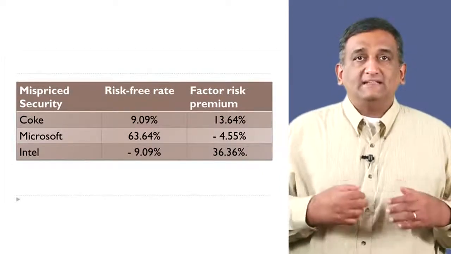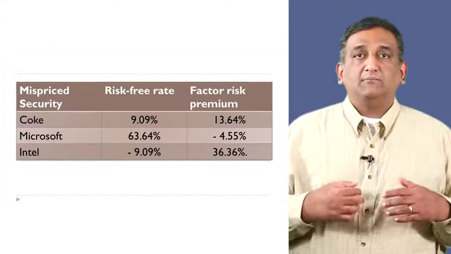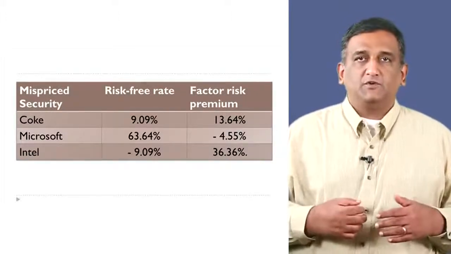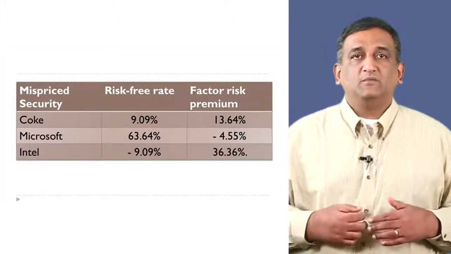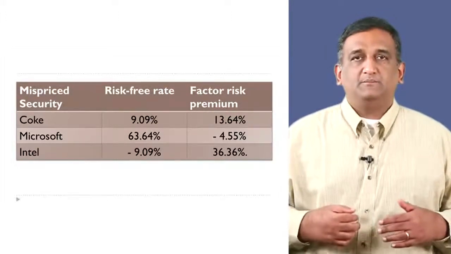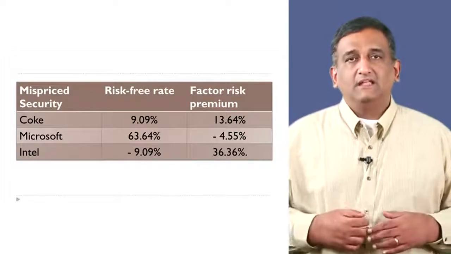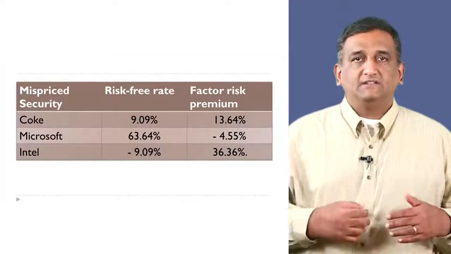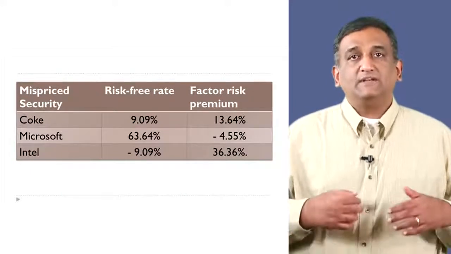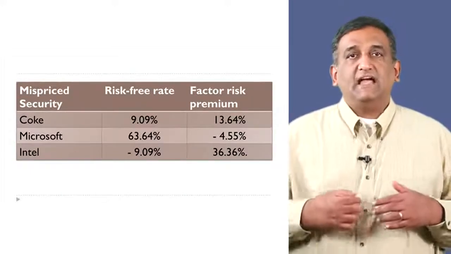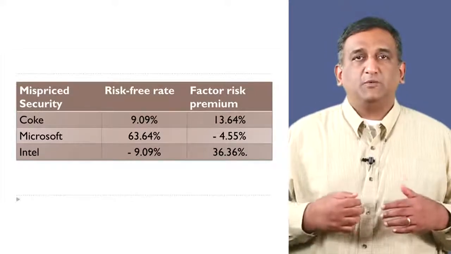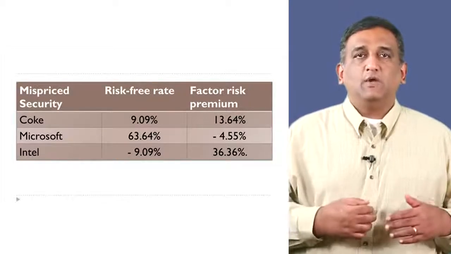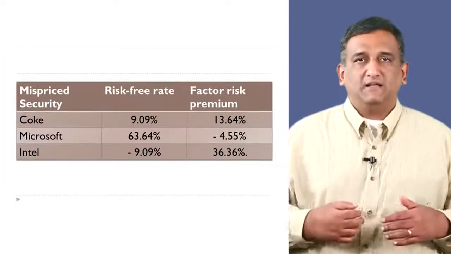If we assume that Intel and Coke are correctly priced and Microsoft is incorrectly priced, the risk-free rate will be 63.64% and the factor risk premium will be negative 4.55%. Similarly, if we assume that Microsoft and Coke are correctly priced, but Intel isn't, the risk-free rate comes out to negative 9.09% and the factor risk premium to 36.36%. You can verify these numbers by following the 3 steps I have outlined in this example.